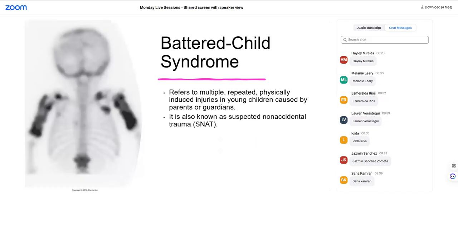Battered child syndrome. This is when there are multiple repeated physically induced injuries in young children caused by their parents. For the boards, it's going to be known as SNACT, which stands for suspected non-accidental trauma. That's how they'll refer to it on the boards.